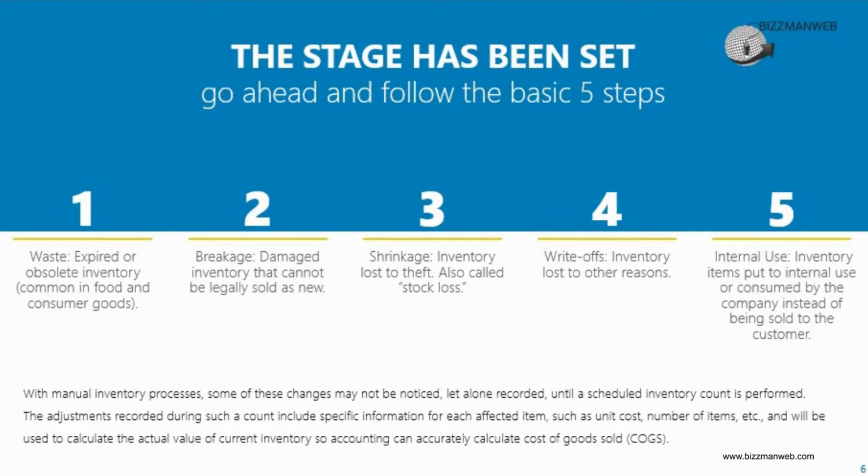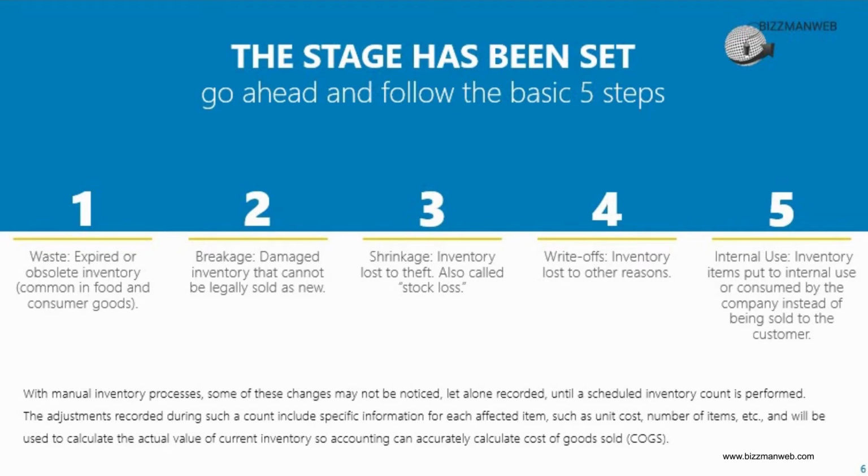Number 1, waste: expired or obsolete inventory, common in foods and consumer goods. Number 2, breakage: damaged inventory that cannot be legally sold as new. Number 3, shrinkage: inventory lost to theft, also called stock loss. Number 4, write-offs: inventory lost to other reasons. And lastly, internal use: inventory items put to internal use or consumed by the company instead of being sold to the customer.